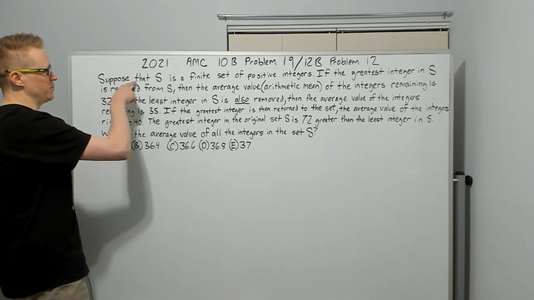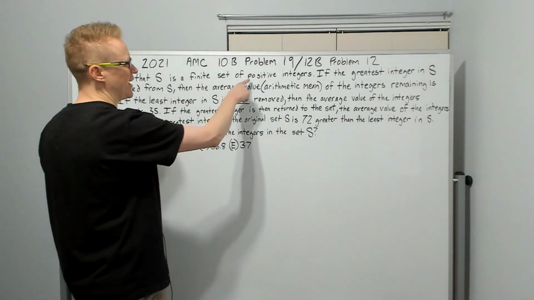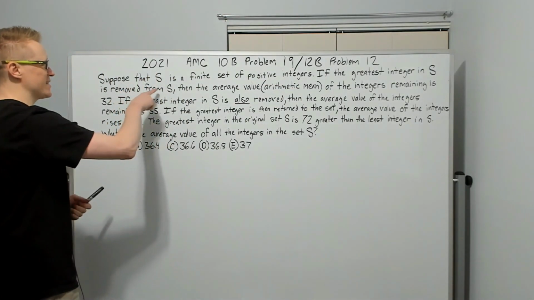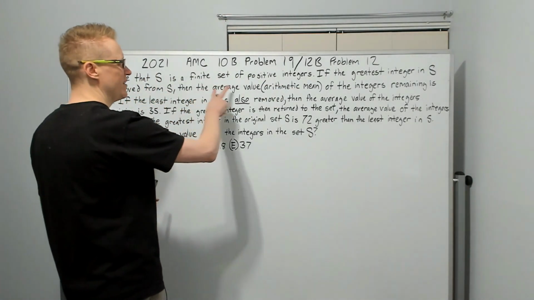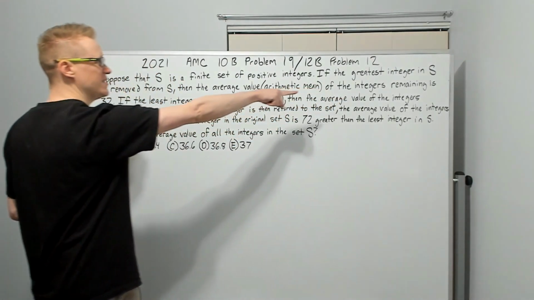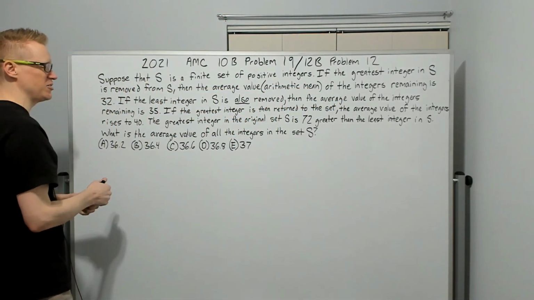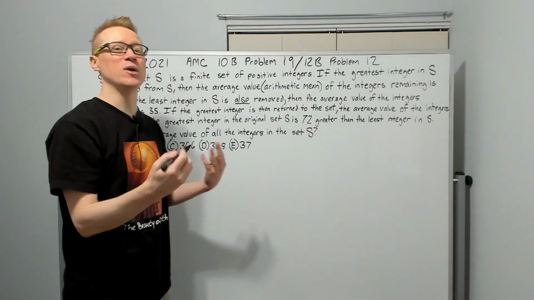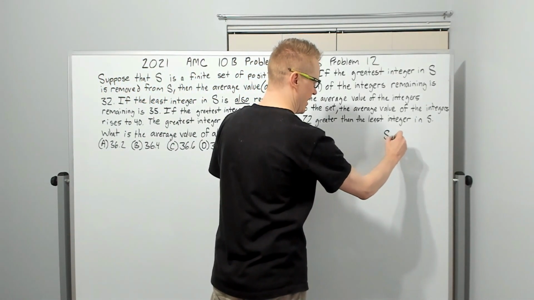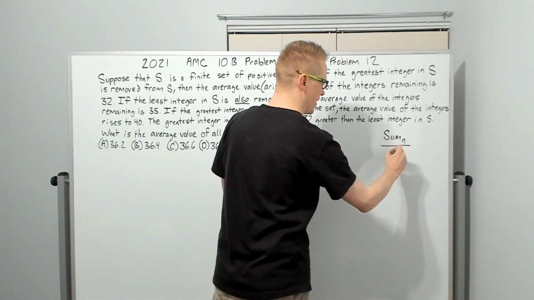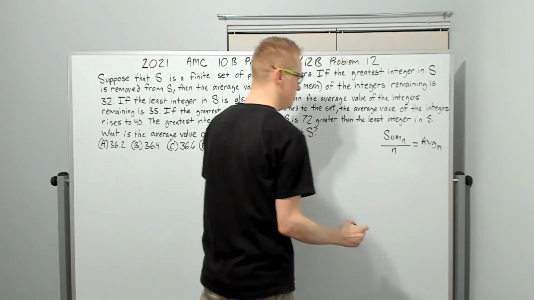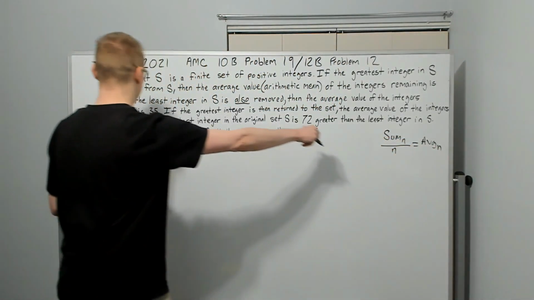Let's get started. Suppose that S is a finite set of positive integers. If the greatest integer in S is removed from S, then the average value, also called the arithmetic mean, of the integers remaining is 32. We need to find a way to represent this info. My averages formula, again, is the sum of n things divided by n is the average of those n things.